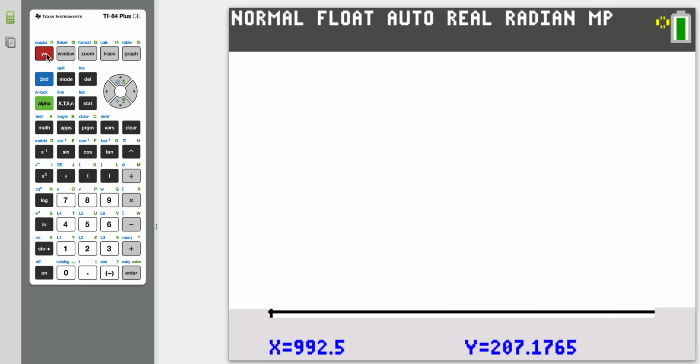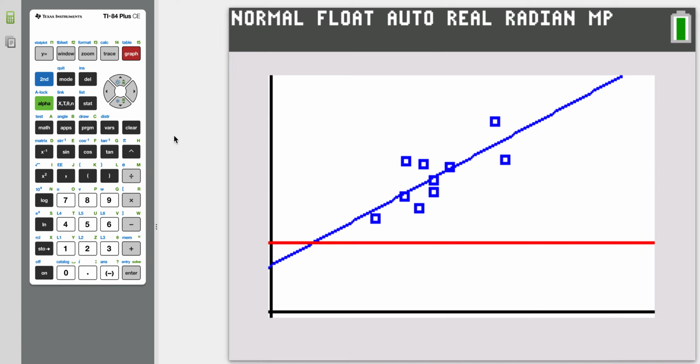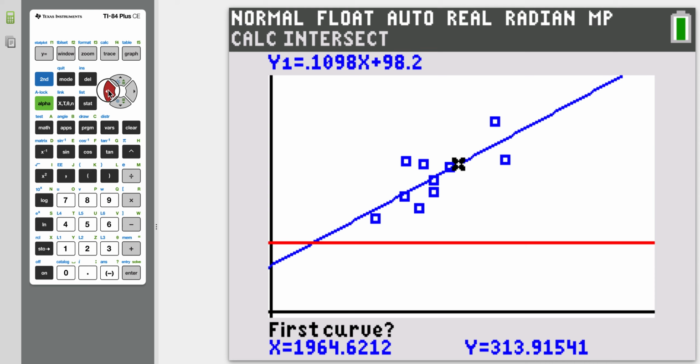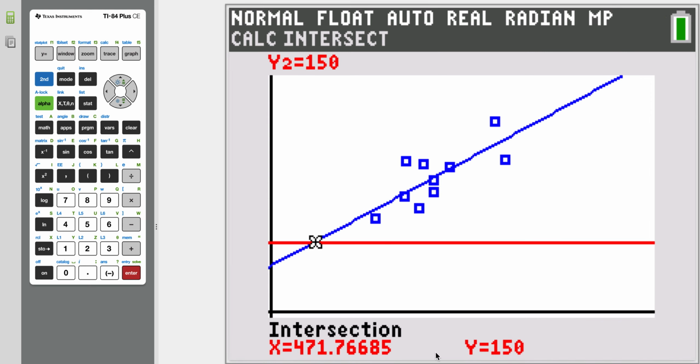Now, if you wanted to use a graph, you could do what we've always done: graph 150,000, and then find the intersection. Second, calc, intersect, and I could scroll down, and this intersection is right there. It's saying that a house that costs 150,000 would have a square footage of 471. Remember, this would be a really small house, but it still costs 150,000. But remember, in this neighborhood model, the 98,000 is just the land. So yes, it is still going to cost a lot.